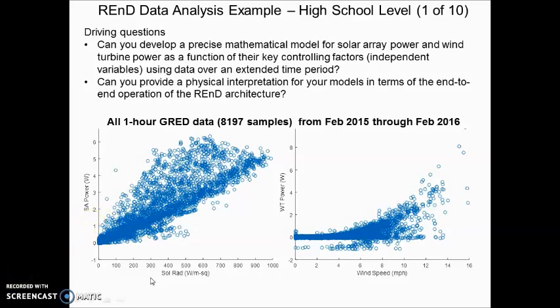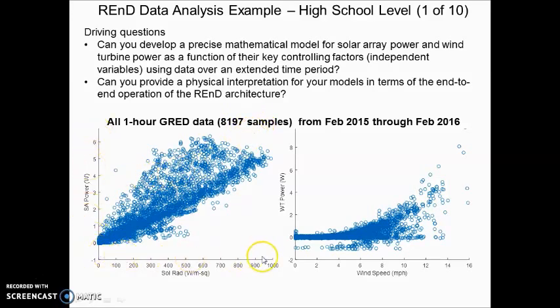So beginning about a month before the Nashville conference, I put together a data set. Basically I went back to our 1-hour data from the energy dashboard over the past year, running from February of 2015 through February of 2016. That produced a data set of almost 8,200 samples.